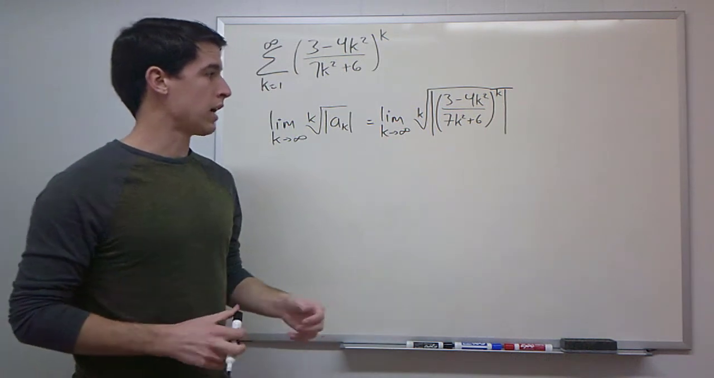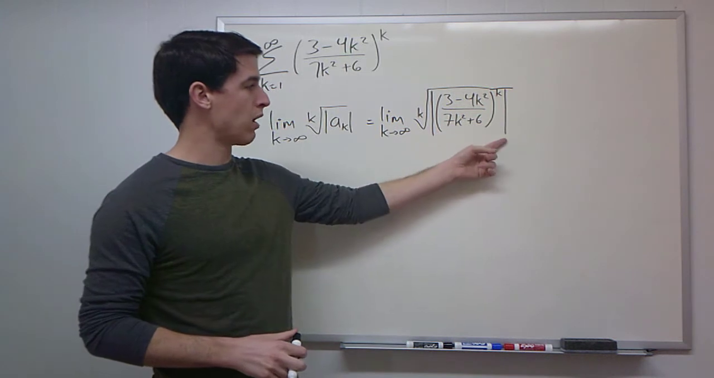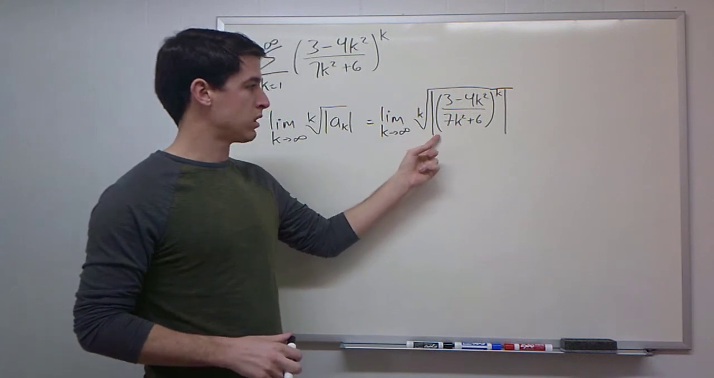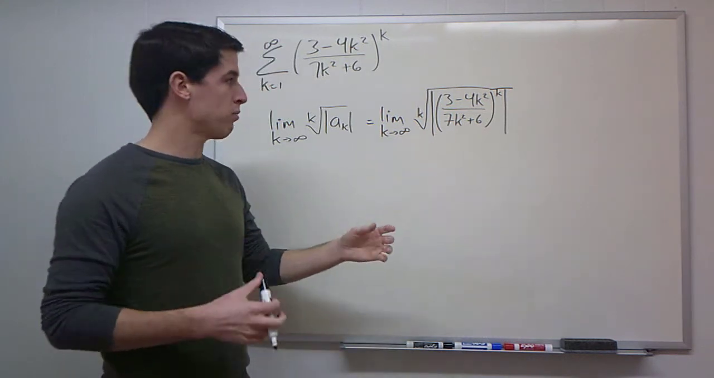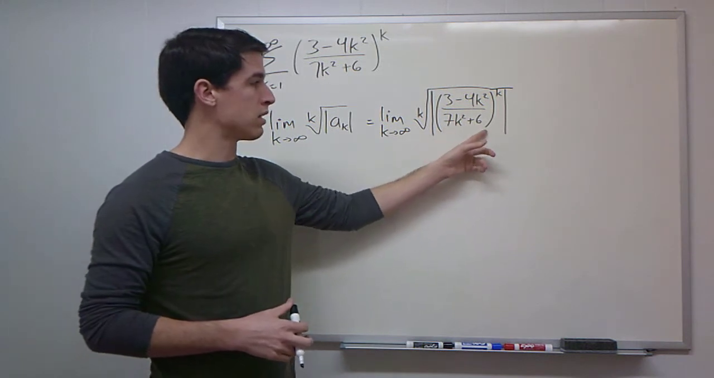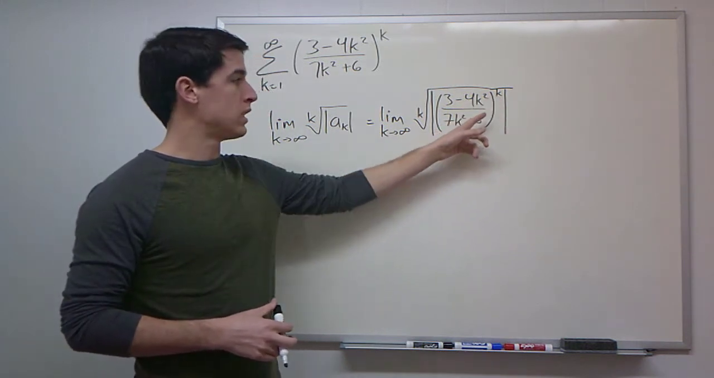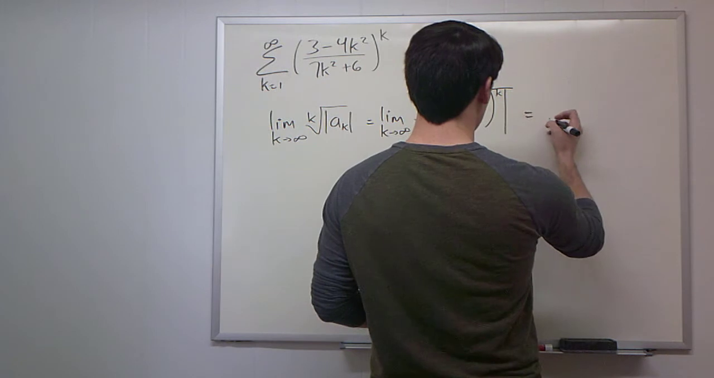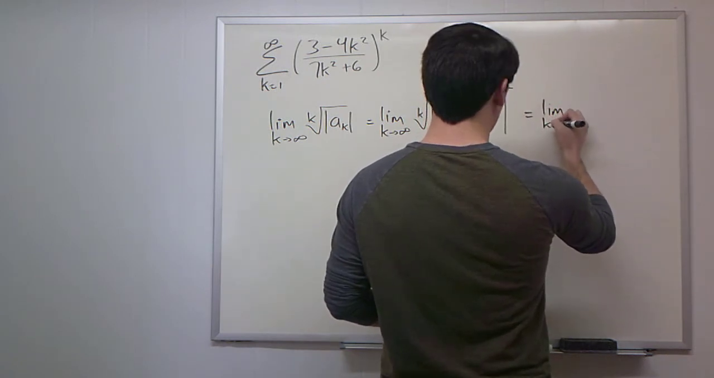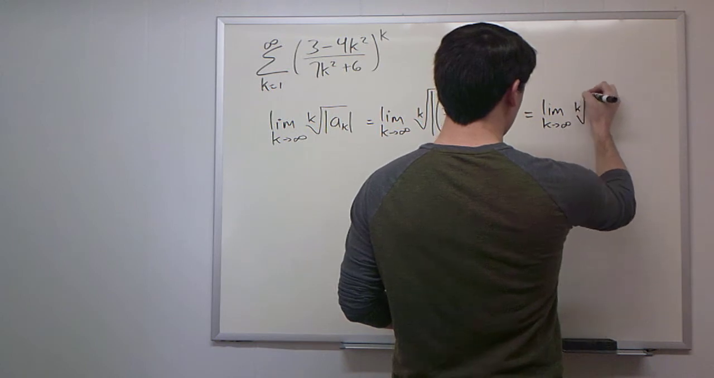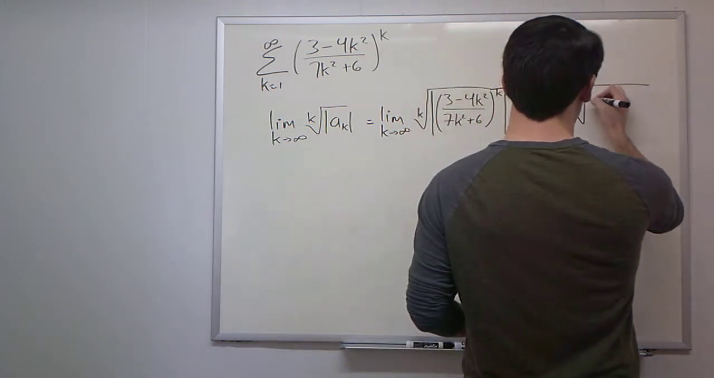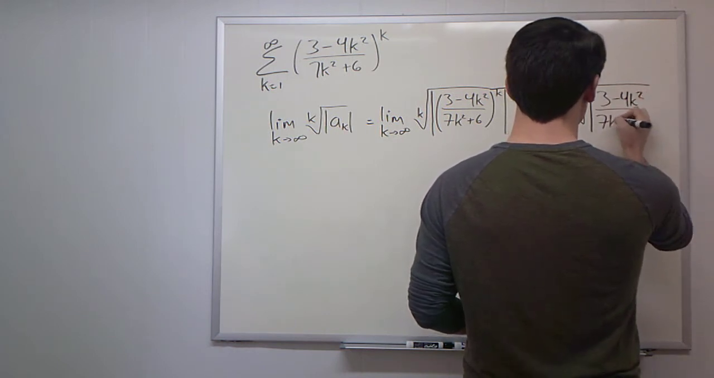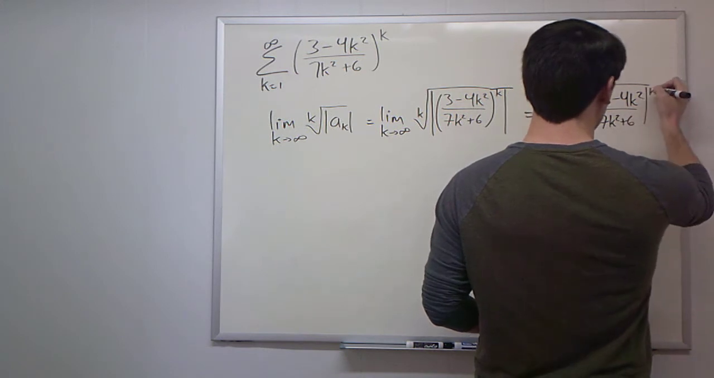The first thing I can do is flip-flop the absolute value with the exponent of k, because all the absolute value does is make sure this expression is positive. So it doesn't matter whether I turn the inside positive and then take the kth power, or take the kth power and then turn that value positive. So I can rewrite this as the limit as k goes to infinity of the kth root of the absolute value of (3 minus 4k squared) over (7k squared plus 6), raised to the k.